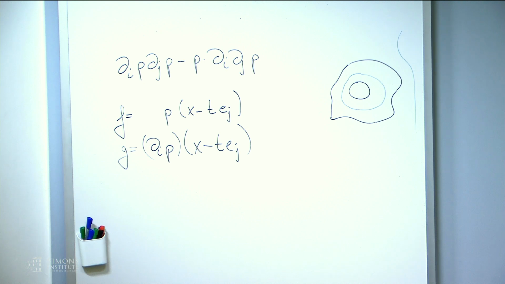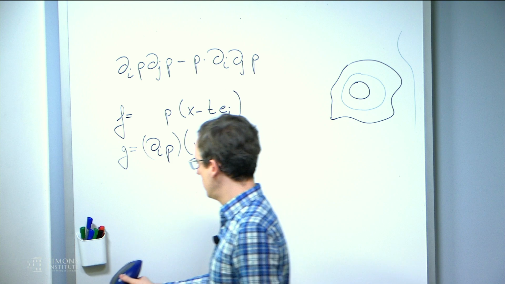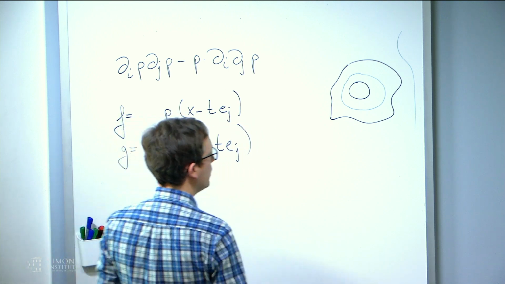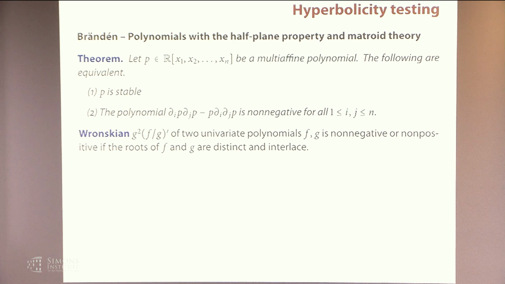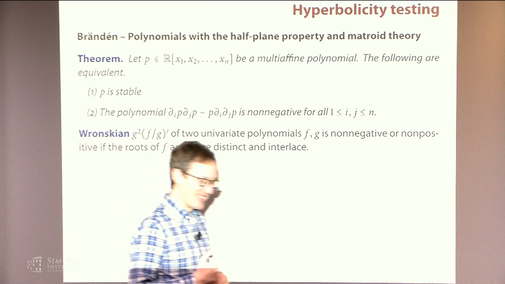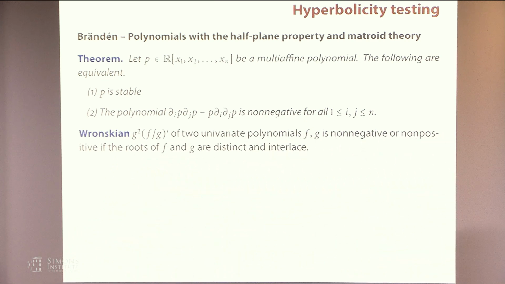It's the determinant of f, f prime, g, g prime. That's what you call Wronskian. Yes. Although Wronskian may have nothing to do with it, but it's still called Wronskian.